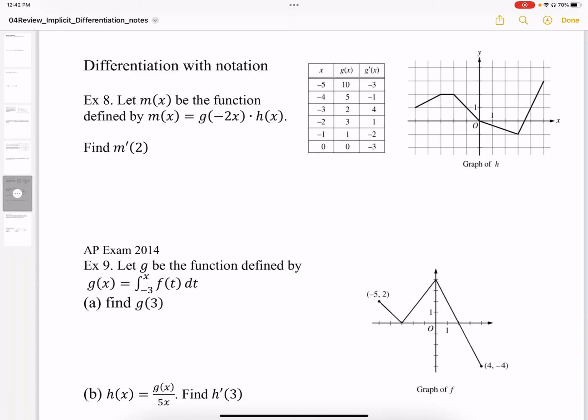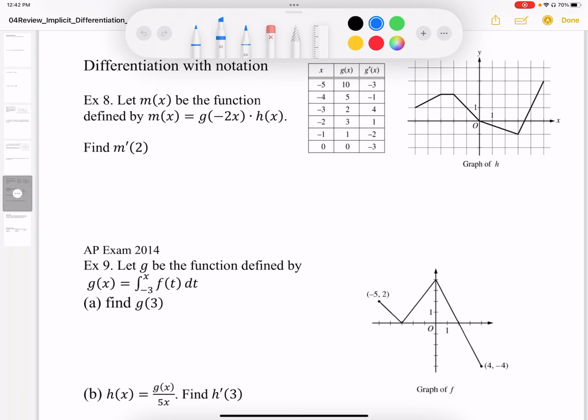In example 8, we've been given a table of values for g and g prime. We've been given a graph of h, so we can see the slopes of h, and then we've been defined a function m. So m has been defined as g of negative 2x times h of x. And we've been asked to find the derivative of m at x equals 2.